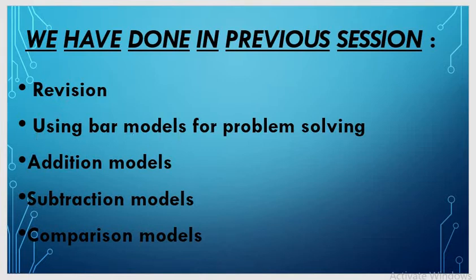What is a bar model? It is a form of box for problem solving: addition model, subtraction model and comparison model. Understood, all students? Addition model means we have to add something. Subtraction means subtract something. And comparison means we compare, as a form of the model. Got my point, all students? This is all we learned in the last lectures.